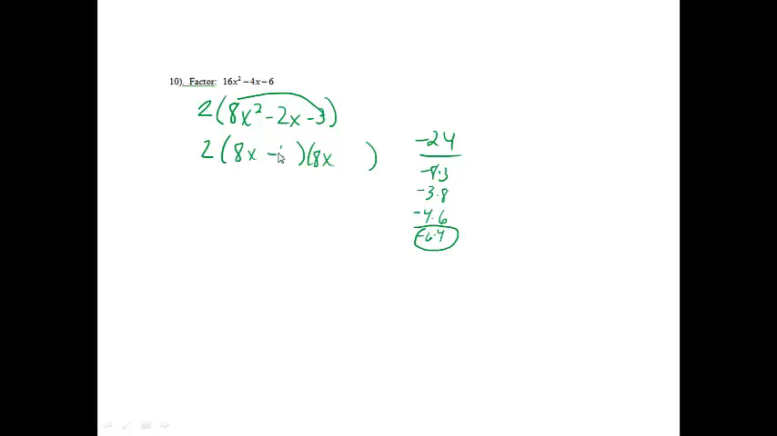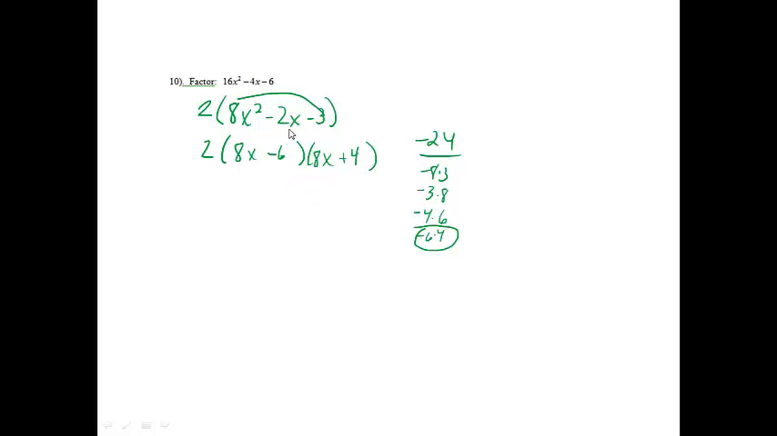Okay, now we can actually do the magic number trick on this one. Hopefully you're familiar with that. I'm going to just keep bringing that 2 down. 8x and 8x. And then 8 times negative 3 is equal to negative 24. So I'm going to think to myself, what times what gives me negative 24? Negative 8 times 3, negative 3 times 8, negative 4 times 6, negative 6 times 4. Which one of those adds up to give me negative 2? It would be this option right there. So it's going to be minus 6 plus 4.